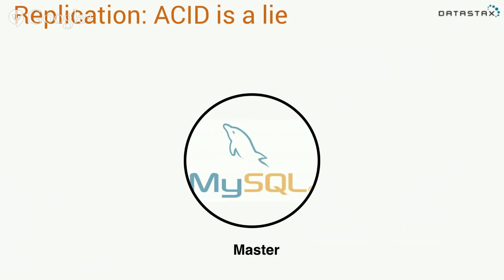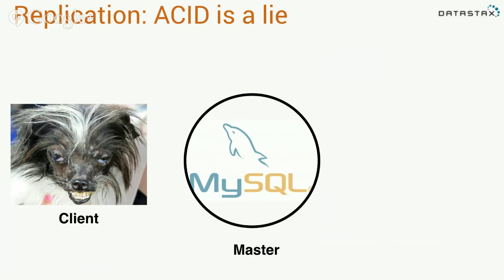So let's take this example. I have my single master. And what we're going to do is introduce our client. This client is absurd, I know. And it's talking to the master. And this is okay. You're getting ACID, and you have isolation, and you can do your stored procedures, and you're consistent. It's too much, I'm sorry.